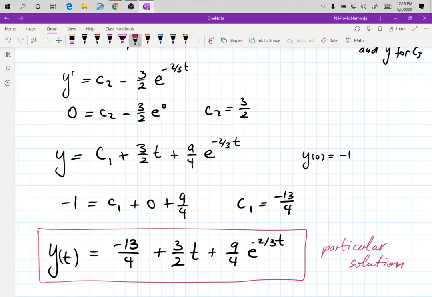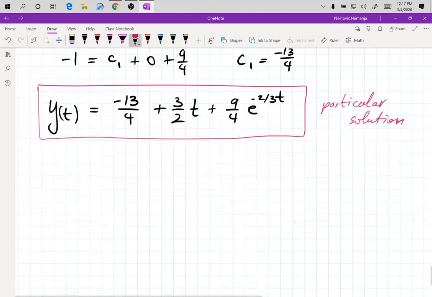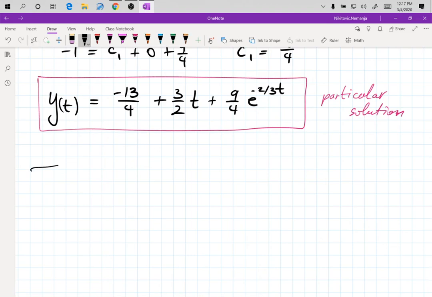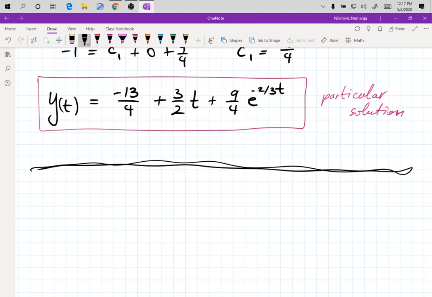Now go back and review this procedure 15 times and then try another example. I would like to work out one that will have sines and cosines to find c1 and c2, because I know how much you love that stuff. I don't want to get you disappointed in that department.